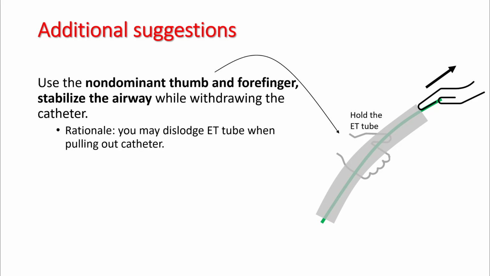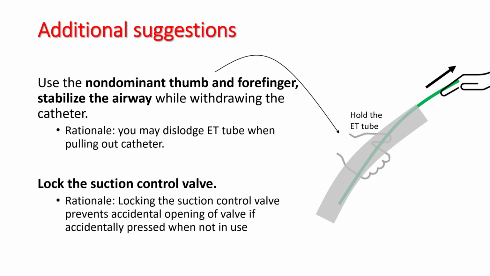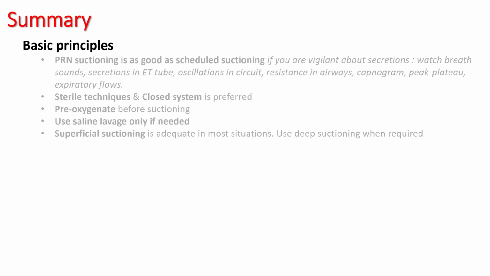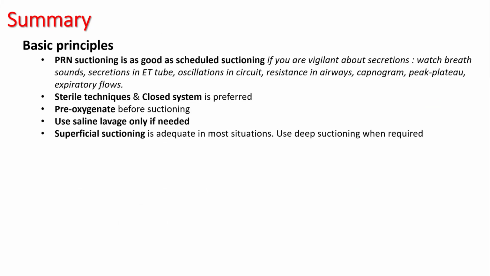Always make sure that you stabilize the endotracheal tube when withdrawing the catheter. If you do not, you may dislodge the endotracheal tube from the trachea. Always lock the suction control valve, because sometimes it can get accidentally pressed and start suctioning air and can result in decreased tidal volumes. In summary, PRN suctioning is as good as scheduled suctioning if you are vigilant about the secretions.